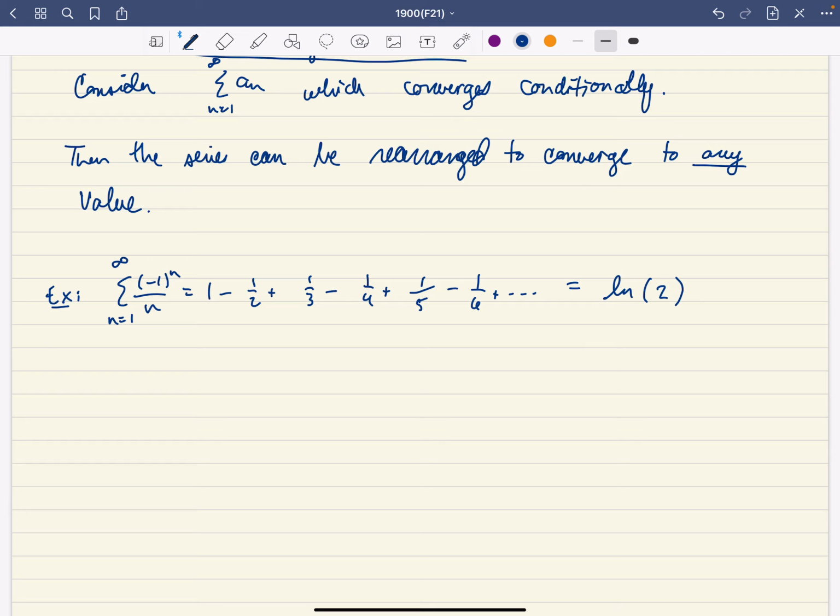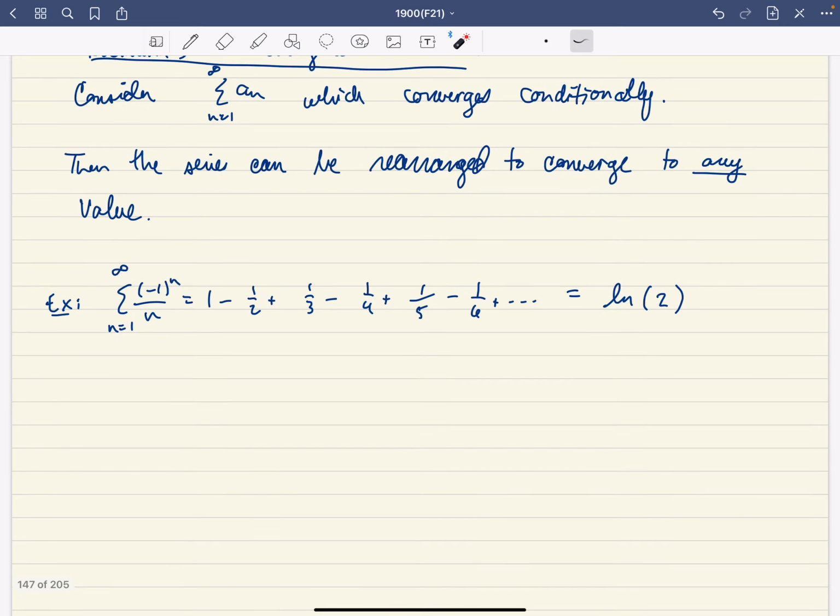And if you wanted to find a rearrangement that converges to, say, pi, you could do that. And what you would have to do is, once you kind of understand why this works, this becomes a lot less mysterious. But basically, what conditional convergence means is that you have an alternating series, and if you drop the power of -1, you get 2 divergent series.